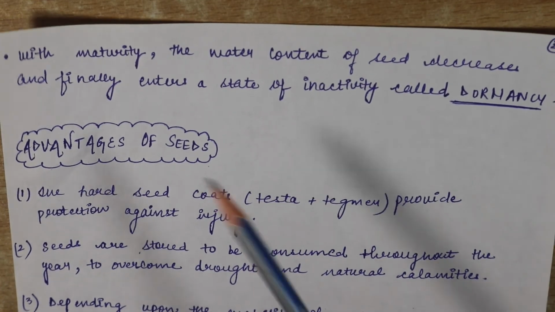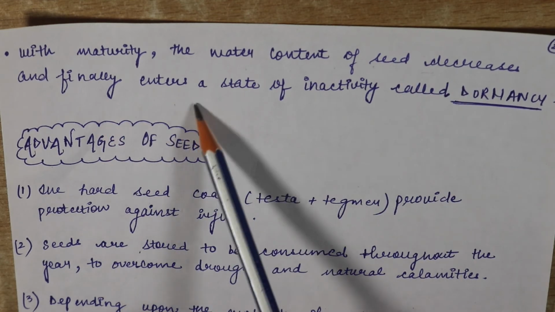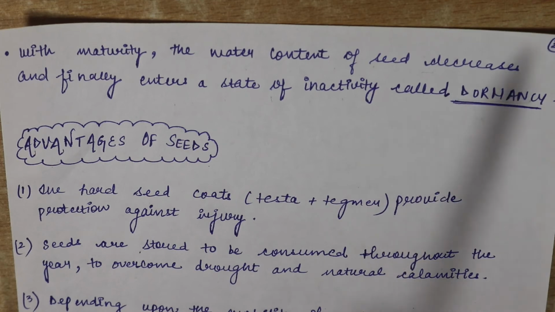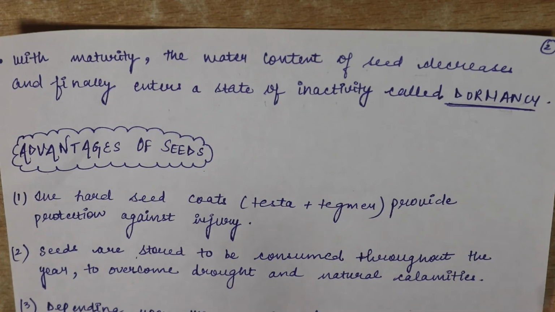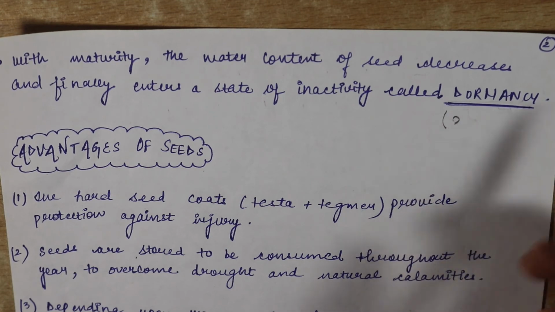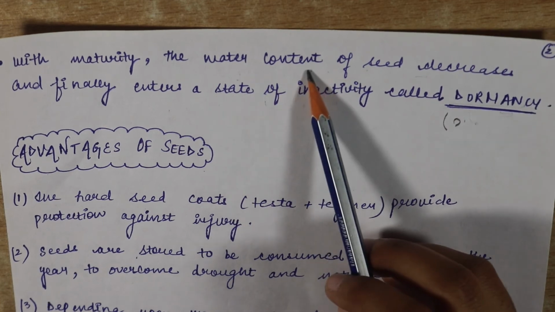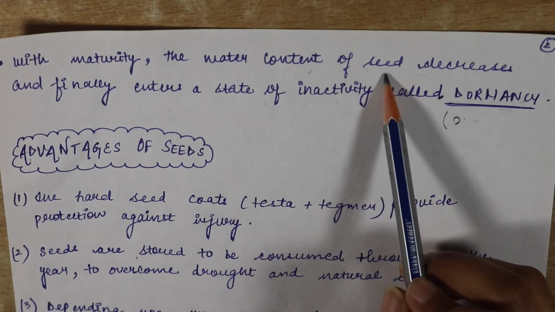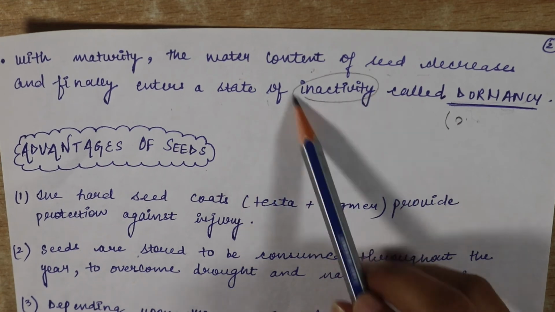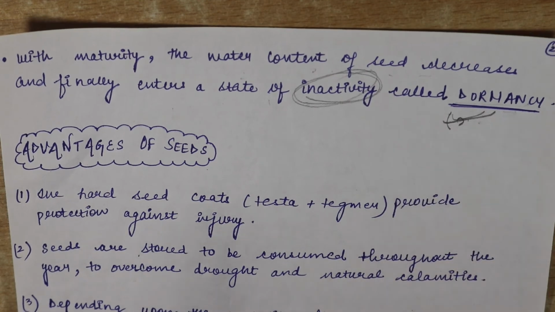Then with maturity, the water content of the seed decreases and finally it enters a state of inactivity called dormancy. So what do you mean by dormancy? It is basically the water content of the seed which decreases and it enters into a stage of inactivity. When there is no activity going on, it is known as dormancy.